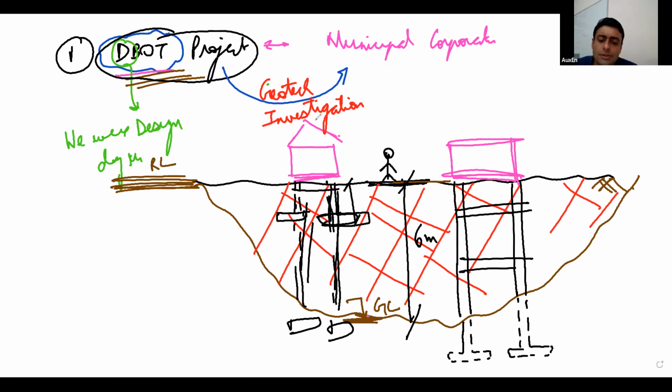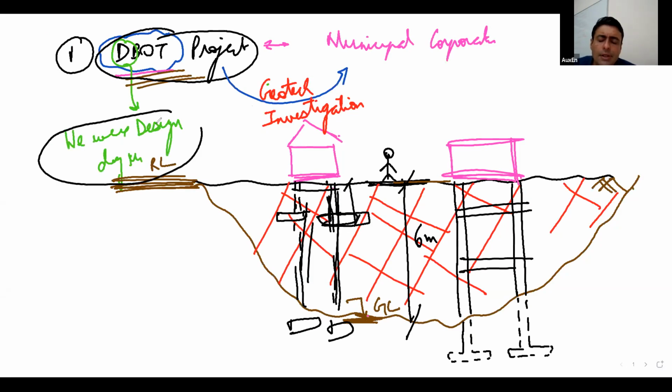So this was the first case that I wanted to tell you. What are we discussing? I will again repeat. We are discussing why geotechnical investigations, and why proper geotechnical investigations, are important. Okay. So this was the first case.